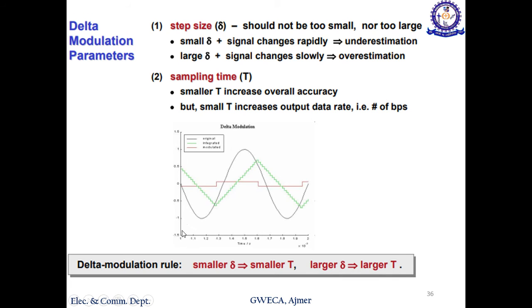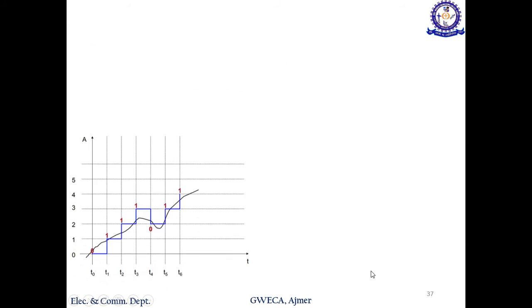If we decrease this t, so the delta modulation rule is smaller the delta, smaller the t, and larger the delta, larger the t. So this is the waveform I showed earlier, that is t0, and this t and this step size are equal. This axis is step size, this is the time division axis. So a rising pulse is given a 1 and a declining pulse is given a 0.